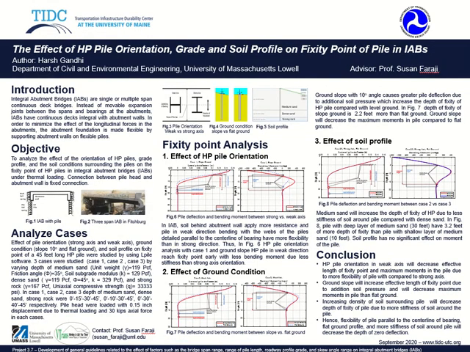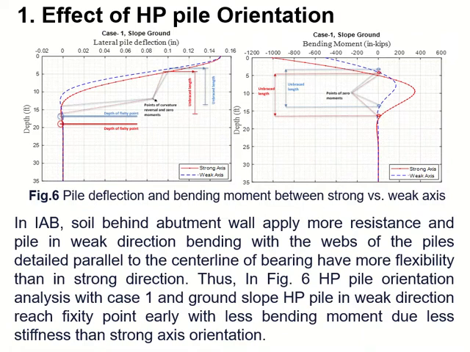In the analysis, the fixity point is affected by the HP pile orientation. According to the hypothesis, soil behind the abutment wall will apply more resistance. Thus, the pile needs more flexibility to achieve a lesser depth of fixity point. A pile oriented in the weak direction has greater flexibility in comparison with the strong axis. Hence, in figure 6, we compared the orientation of the pile in strong axis versus weak axis of case 1.